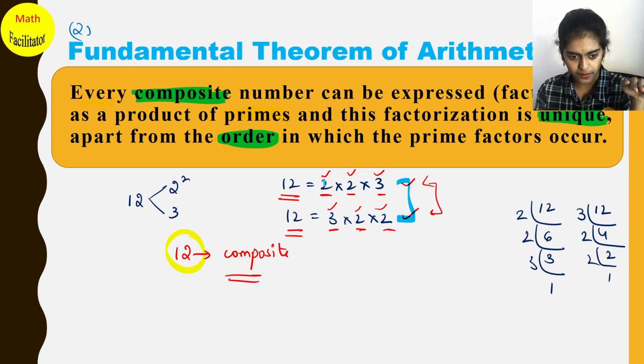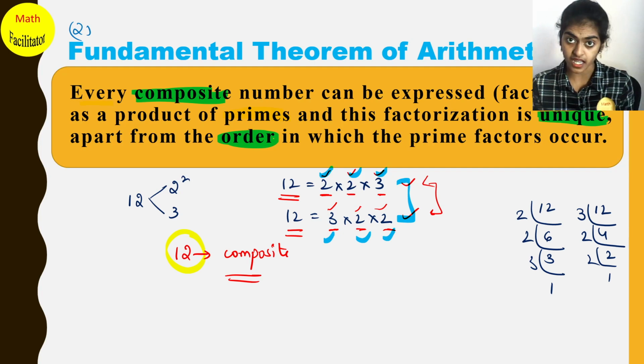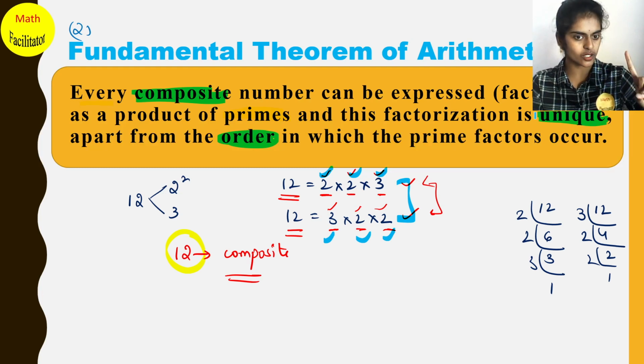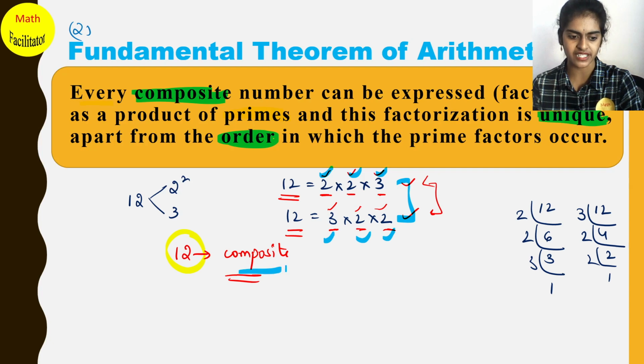That means here, first you have 2's and then you have 3. Here first you have 3 and then you have 2's. That means the order can be different, but the prime factors which you get are the same. This is called the fundamental theorem of arithmetic. So 2 points you remember. First one is the prime factorization is unique. Second point is the order can be different. No problem. So every composite number can be expressed in this way.